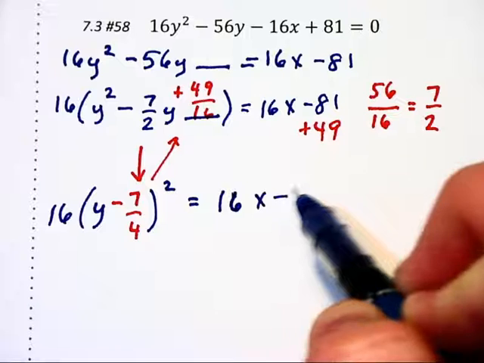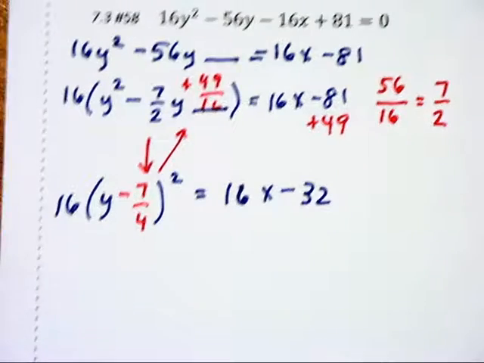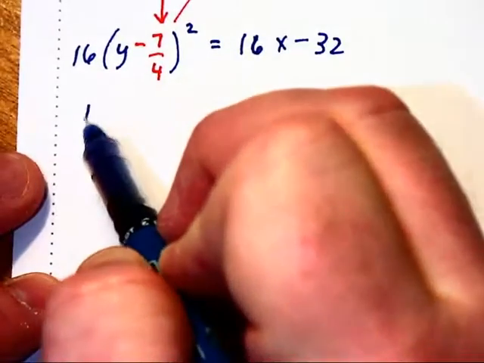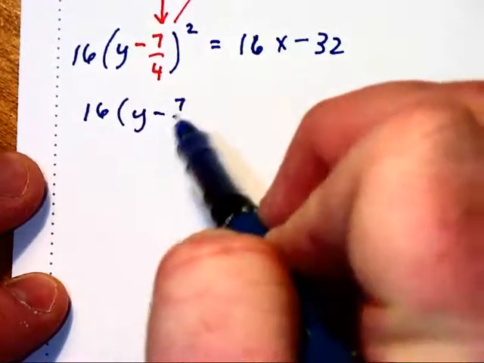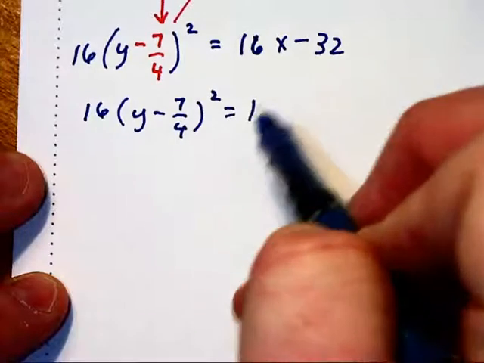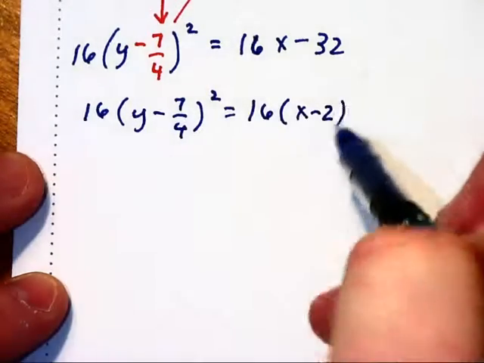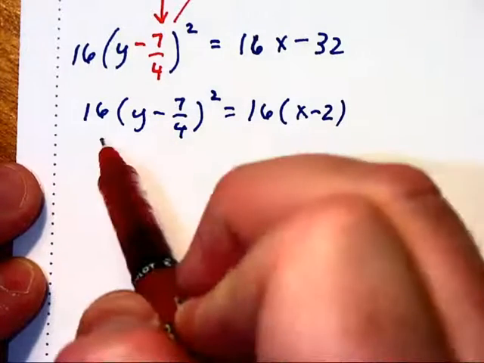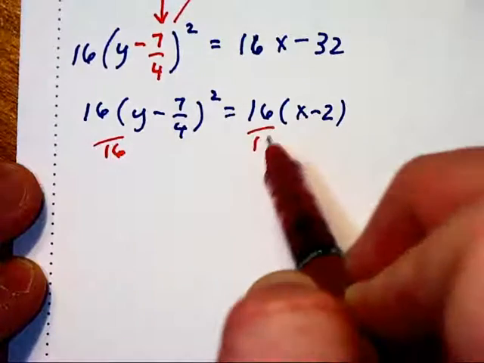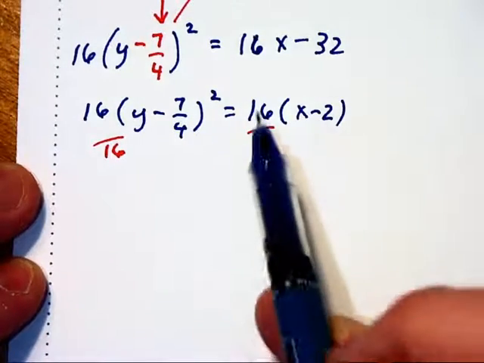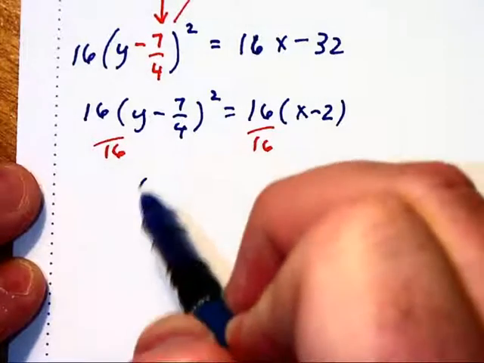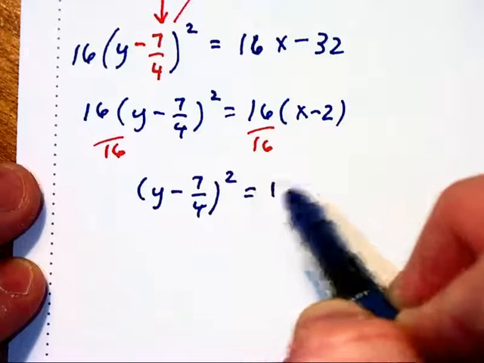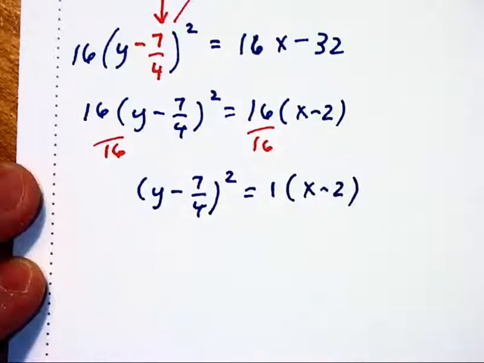16x minus 32. Now I want to factor the 16 out on the right. That will give me 16 times (y - 7/4) quantity squared equals 16 times (x - 2). We want our squared term on the left not to have a leading coefficient, so we're going to divide through by 16 on each side, and conveniently we have a nice neat 16 on the right, so we have (y - 7/4) quantity squared is equal to 1 times (x - 2).